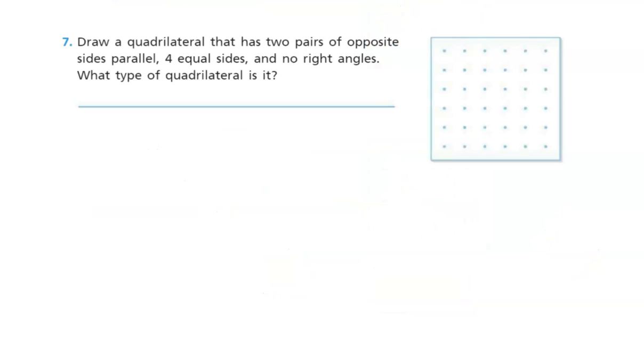And then number 7 says draw a quadrilateral that has 2 pairs of opposite sides that are parallel. It has 4 equal sides and no right angles. So that's the one. No right angles is your big hint there. Does anybody remember what that one is? Hopefully you remember that that's called a rhombus.